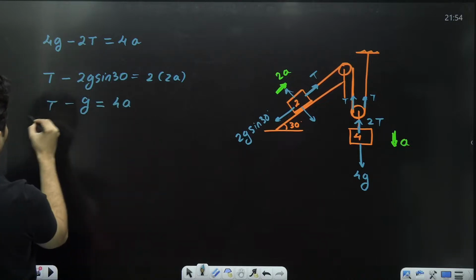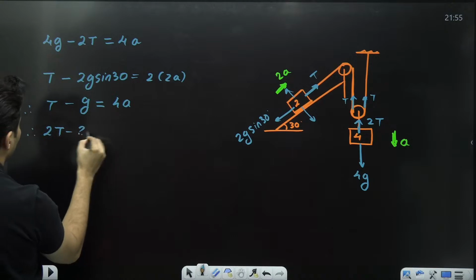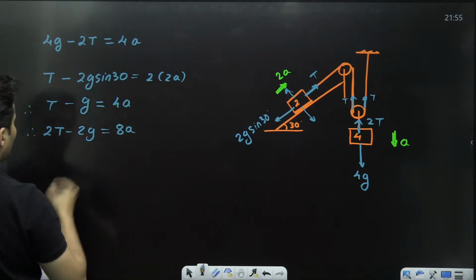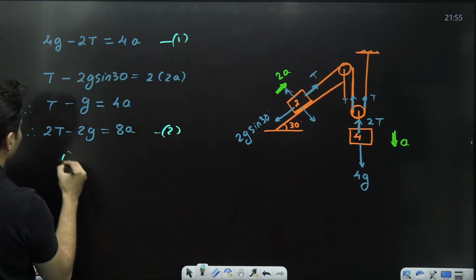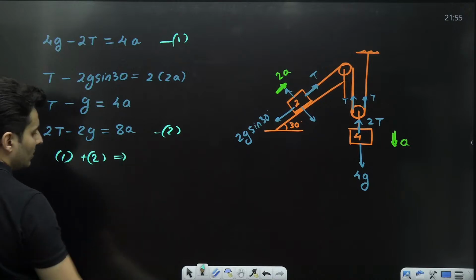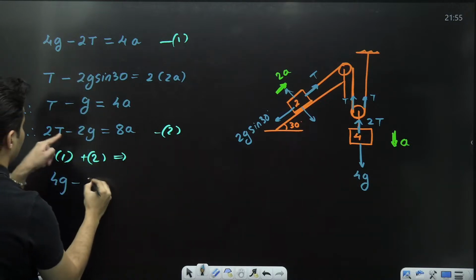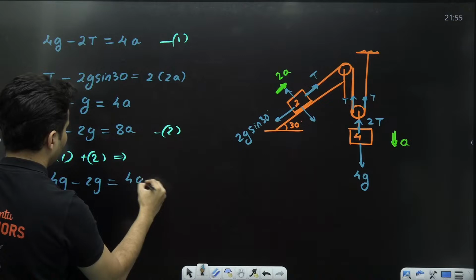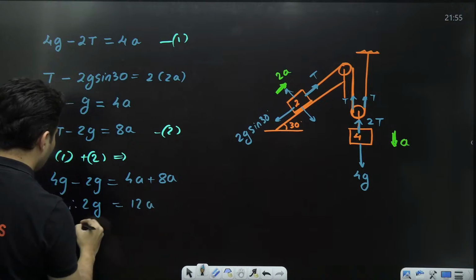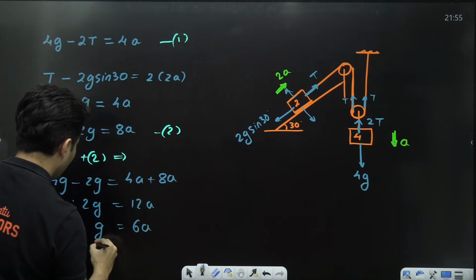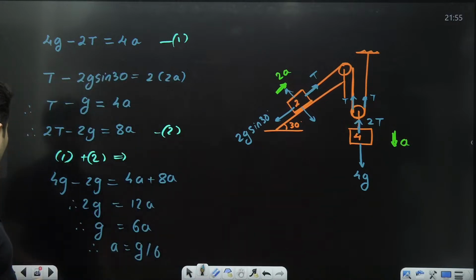Equal to 4 times a. What I can do is, I see 2T over here, so multiply this by 2. So 2T minus 2g is equal to 8 times a. I will take equation number 1 and equation number 2 and add them. Add 1 and 2, see what you basically get. 2T and 2T will cancel, so I will have 4g minus 2g on the left hand side. Right hand side 4a and 8a over here. So this will just become 2g. This will just become 12a. So this will become g. This will become 6a. So therefore acceleration will become g by 6. So the acceleration of the 4 kg block is g by 6.